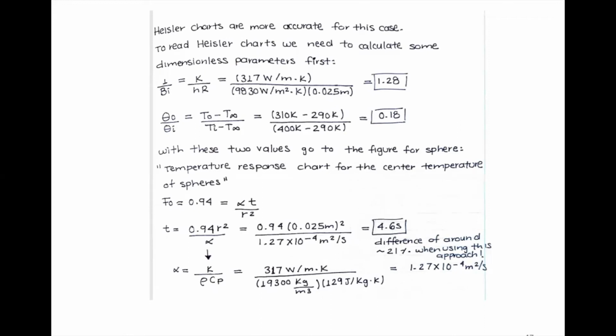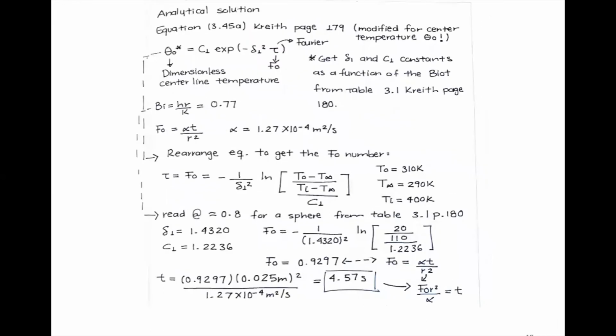Well, let's see the third approach, the analytical solution. And the analytical solution implies using equations. And these equations, someone took them and made them into graphs, and those are the Heisler charts we use, okay? So in order to avoid the use of the charts, the easiest way is to use these equations. So you have this equation 3.45a in page 179 in your textbook, and it is for the center temperature theta naught.